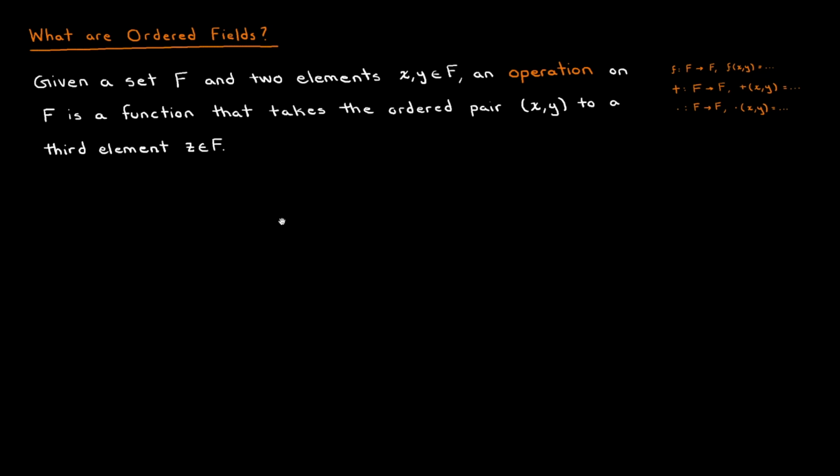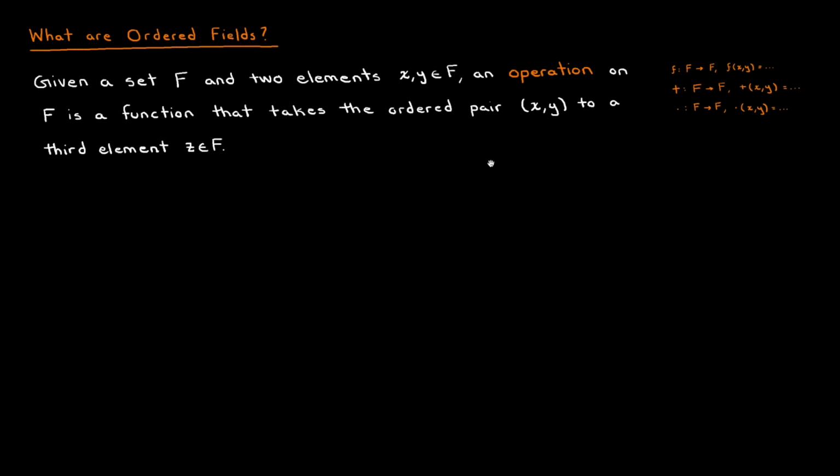And so to begin, let's begin by understanding what is a binary operation on a set. Given a set F and two elements, let's call them X and Y, which are both members of the set F, we can define an operation on the set F, and it's just going to be a function, a mapping, that takes the ordered pair X, Y to a third element also inside of F. Now there's two things important to note here. Notice the keyword ordered pair, right? Because this is a general operation.